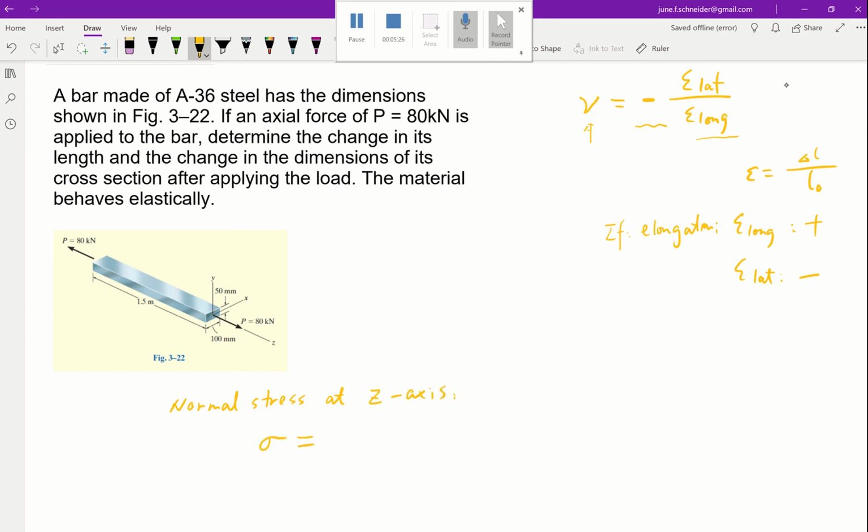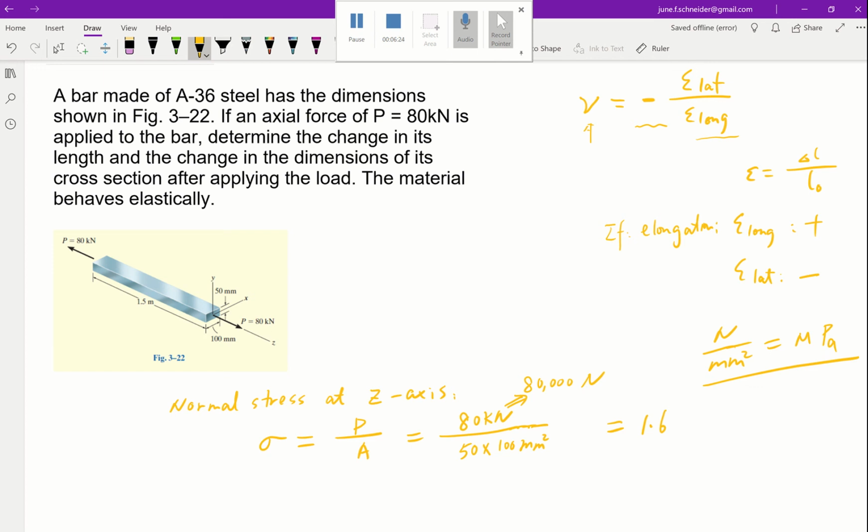So sigma is going to be force over area, and our force is here P over cross-section area. This force perpendicular to this rectangular surface is 80 kilonewton, and area is 50 times 100 millimeter square. Here I would like to change that 80 kilonewton to 80,000 Newton, because Newton over millimeter square gives us megapascal. We discussed that before. So then put that in there. 80,000 divided by 5,000, and you would get 1.6, right?